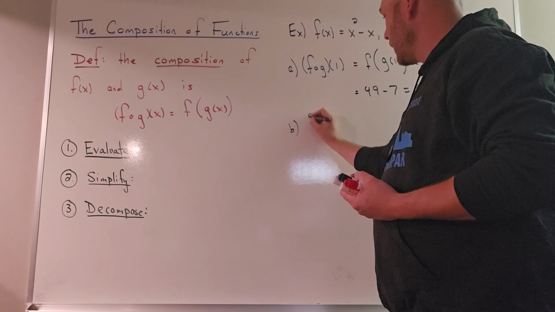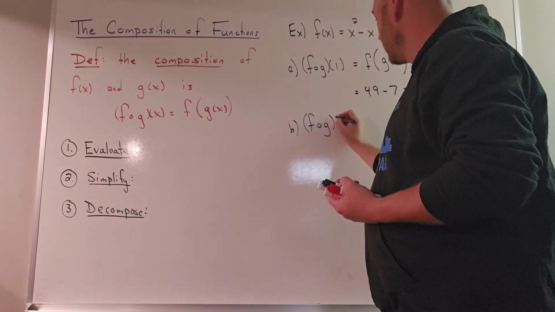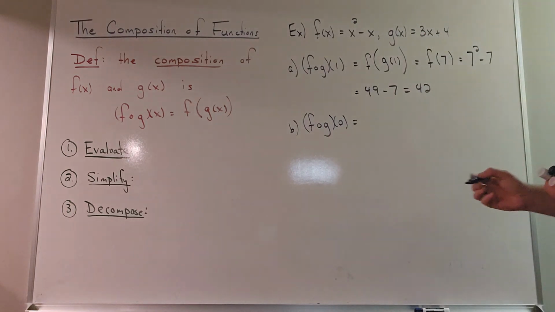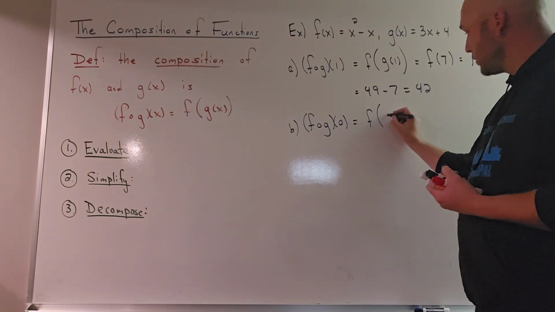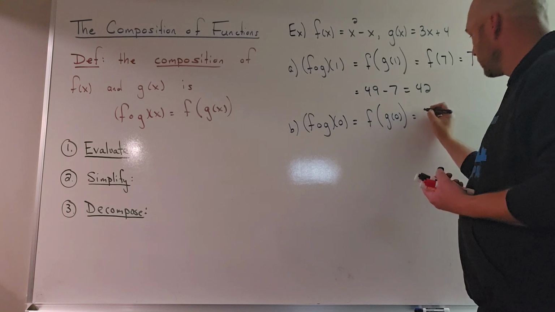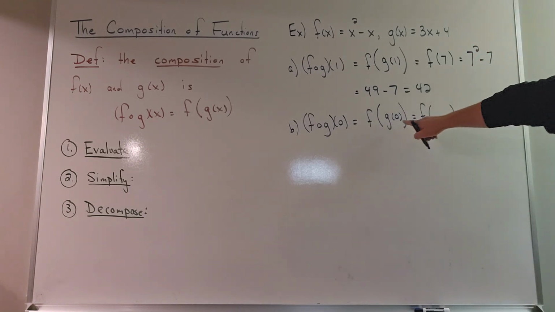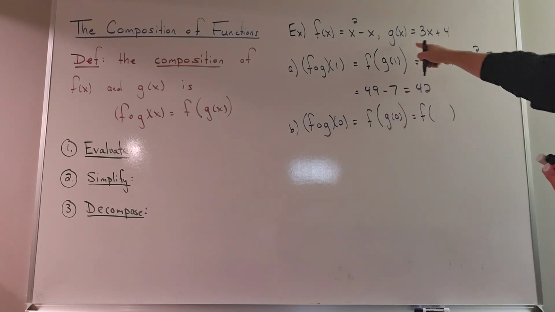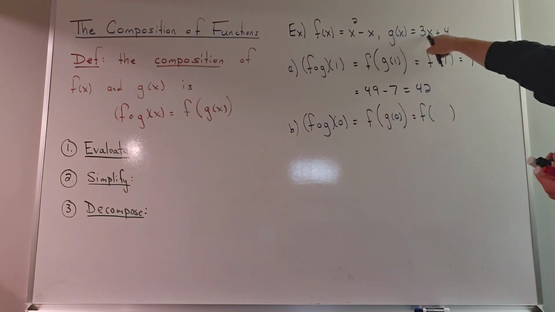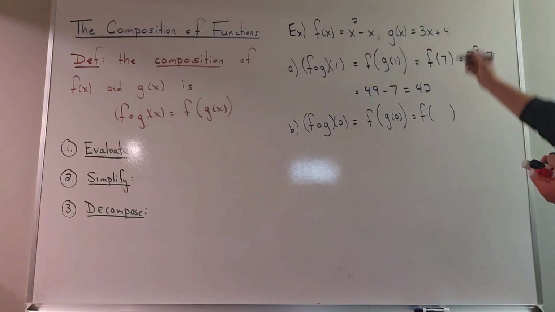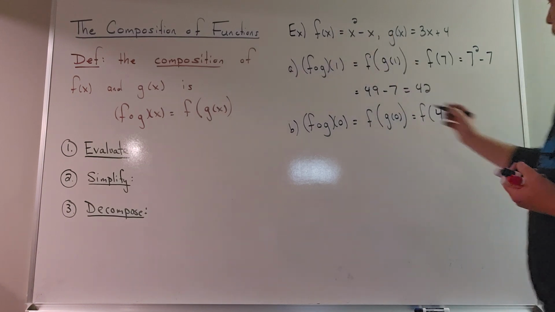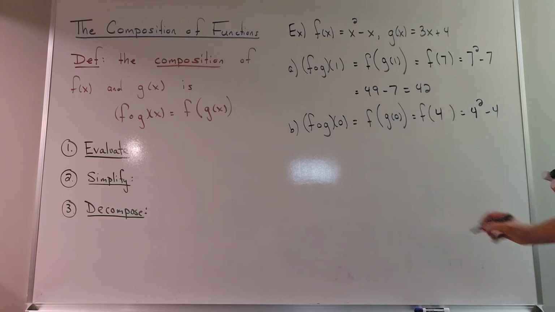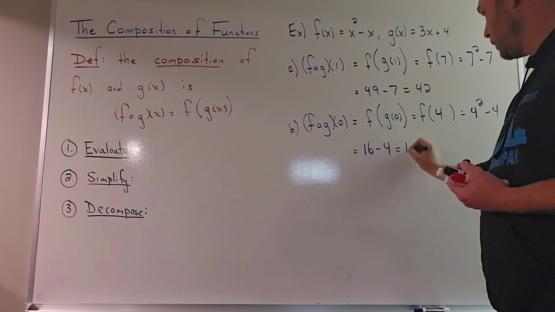Part B. Let's look at f composed with g of 0. Same format. This would be f evaluated at, the input for f would be g of 0. The number 0 gets plugged into g. G of 0. So now let's look at the g function. G of 0 would be 3 times 0 plus 4. 0 plus 4 would be 4, meaning 4 would now be the input for f. F with 4 would be 4 squared minus 4. 16 minus 4 would be 12.